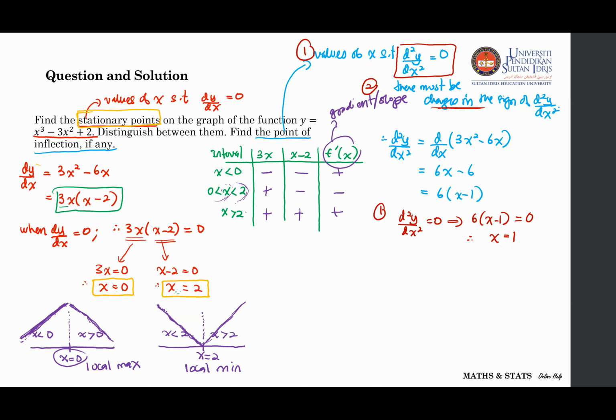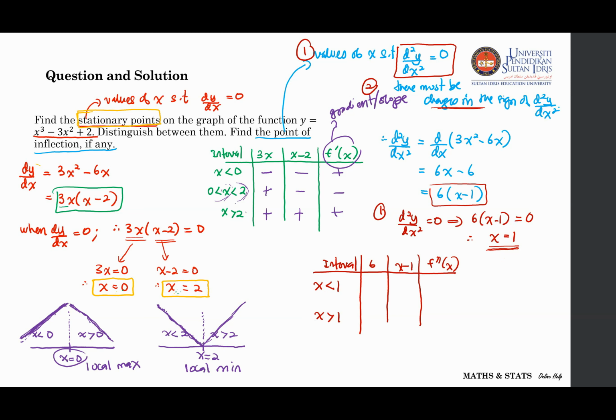For that purpose, I'm going to construct a simple table. The table contains the intervals of interest, and it also contains the given factors here, which are 6 and x minus 1. And we are going to check the behavior of the second derivative, f double prime x. Since there is only one point, x equals 1, we are interested in what is going on when x is less than 1 and when x is greater than 1.